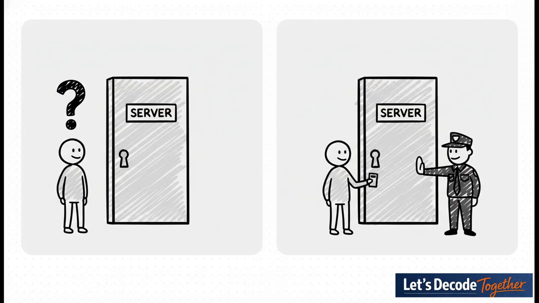But a 403 forbidden, that's totally different. That means the server is saying, oh, I know exactly who you are. You're logged in, but you just don't have permission to see this page. That's an authorization problem. Mixing these two up can open up some really serious security holes.